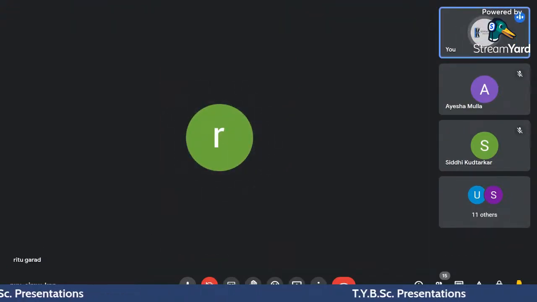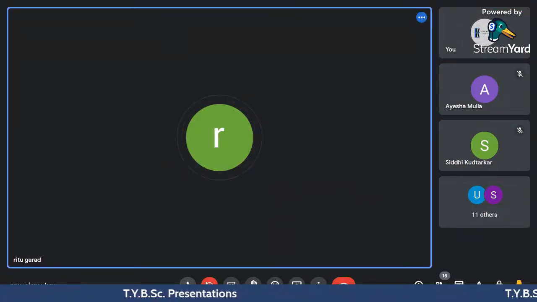No, sir, I'm not showing the diagram. No, sir.